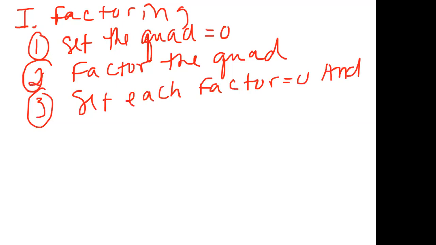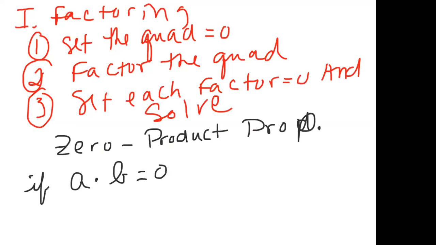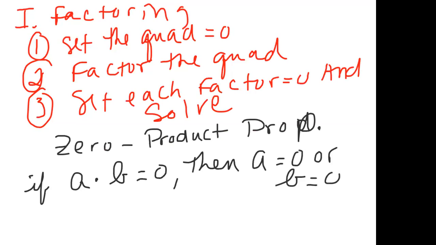Now, the reason we can do this is because of the zero product property. And the zero product property states this, guys. If A times B is equal to 0, then this means either A will equal 0 or B will equal 0. Because when you multiply by 0, you must get 0. So either A or B is 0.